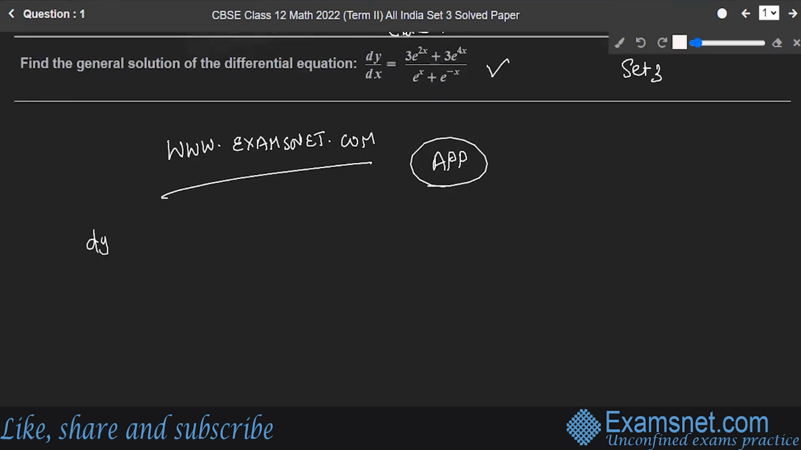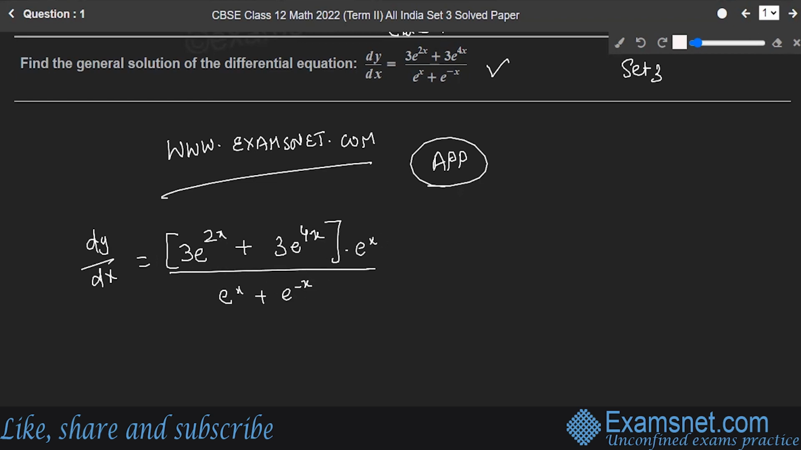You are given dy by dx is equal to 3 into e raised to power 2x plus 3 into e raised to power 4x, whole divided by e raised to power x plus e raised to power minus x. Now I'll do one thing. I'll multiply the numerator and the denominator with e raised to power x.